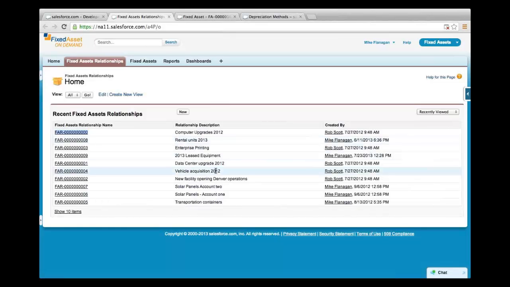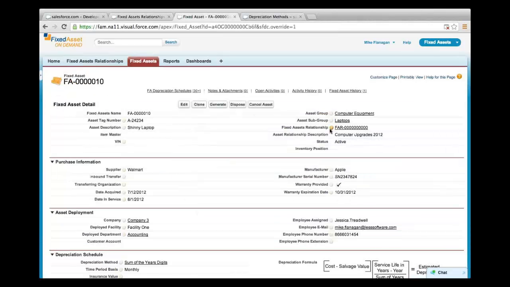And then at the individual asset level where you have those computer upgrades, they can be further described within the asset group and subgroup, so we understand where they are. There will be a tagging number that's unique to the asset. We think about it in terms of its life cycle.